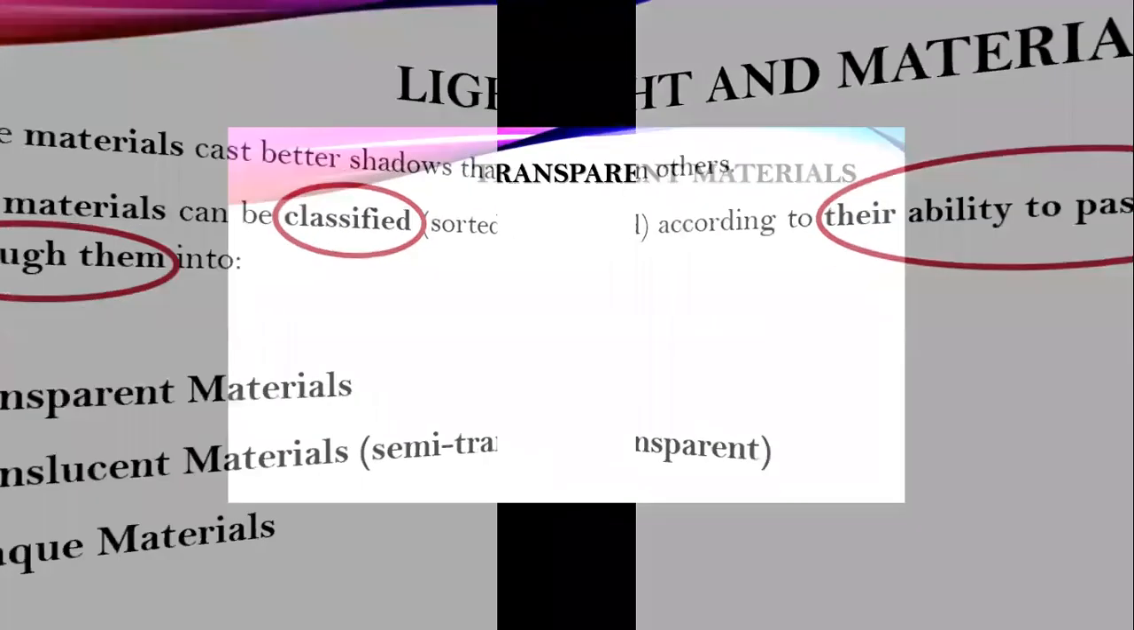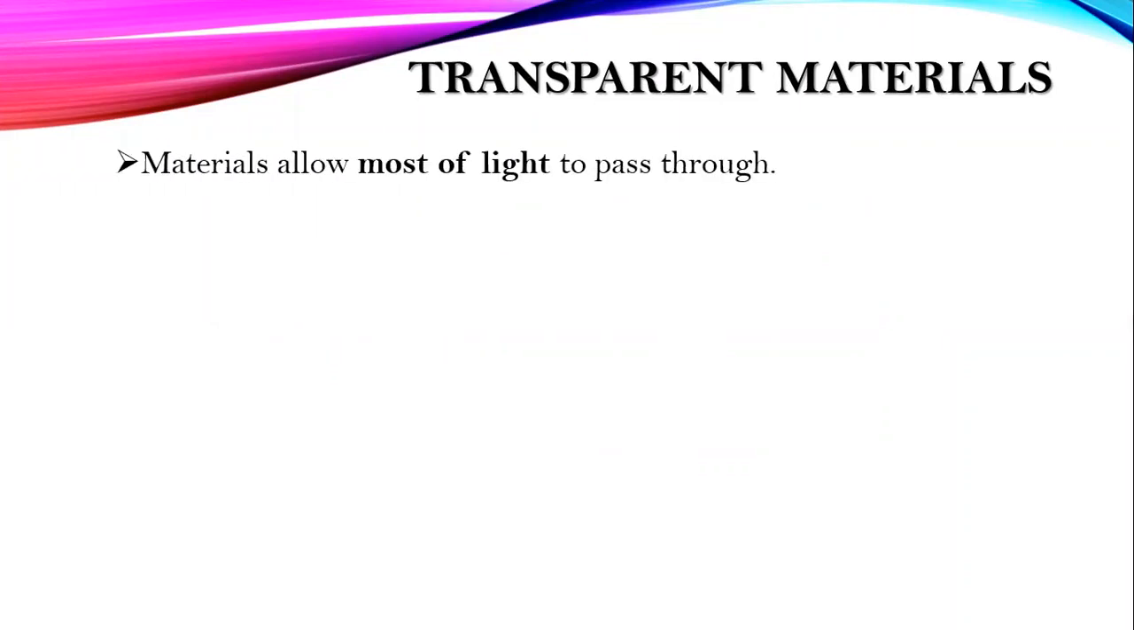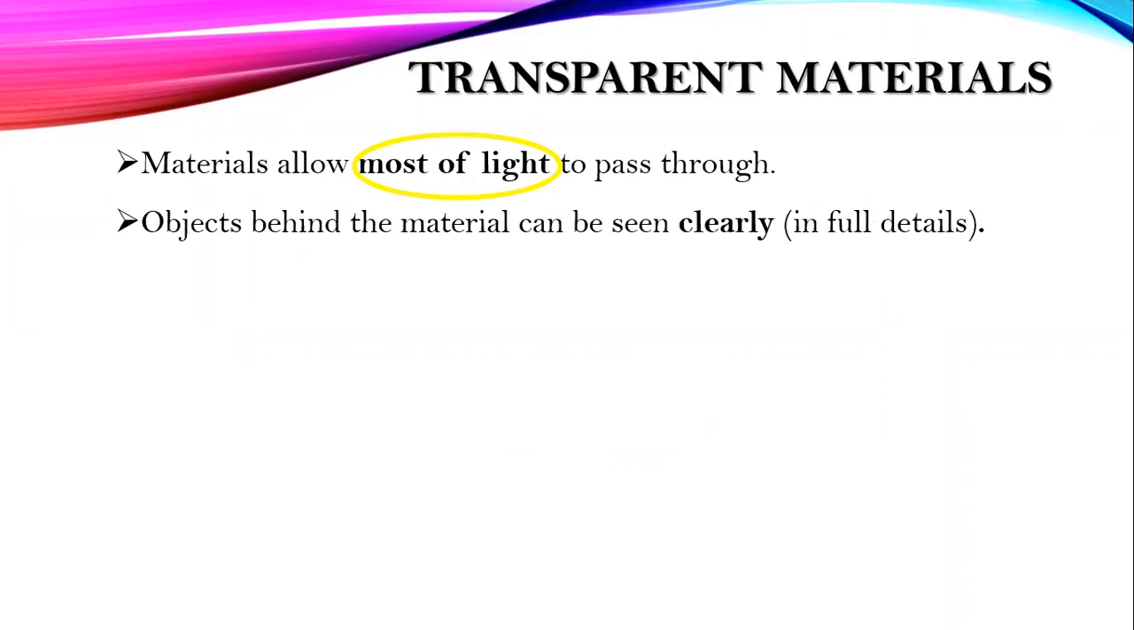Let's note together each type of material, what are their main properties. Transparent materials are materials that allow most of light to pass through. We didn't say all of light, but we may say most of light. So the objects behind the material can be seen clearly, in full details. If you try to look for an object behind the transparent material, you are going to see it very clearly with its full details.